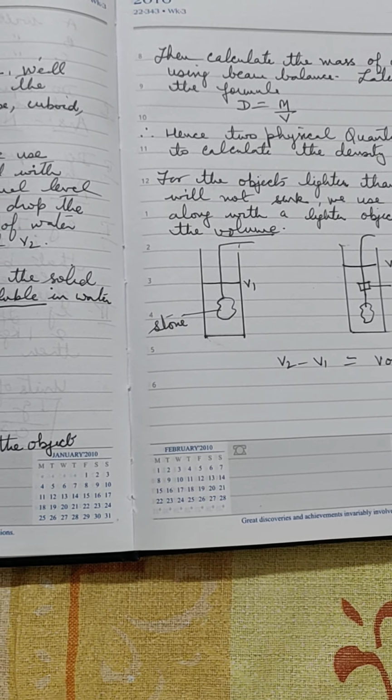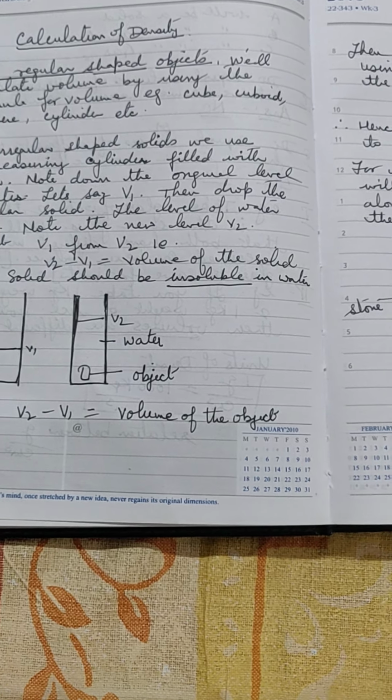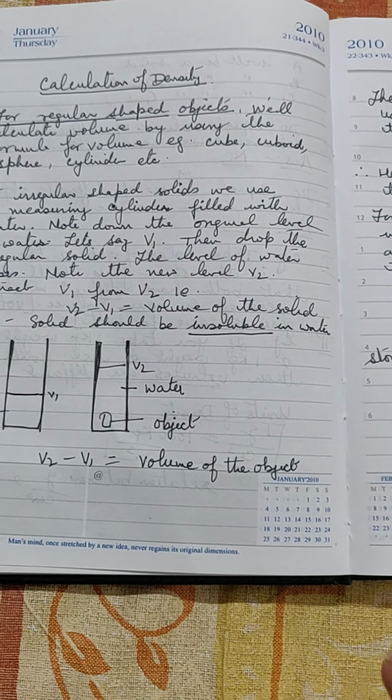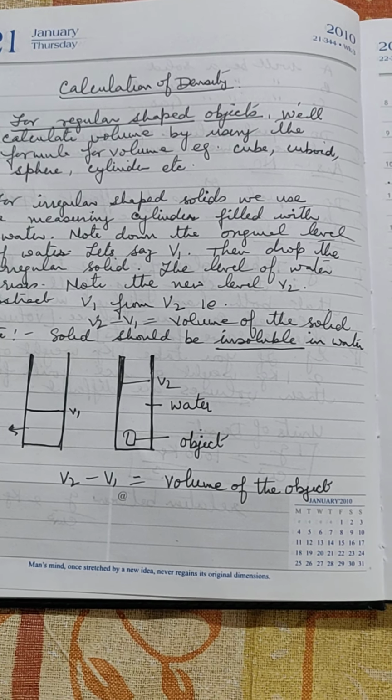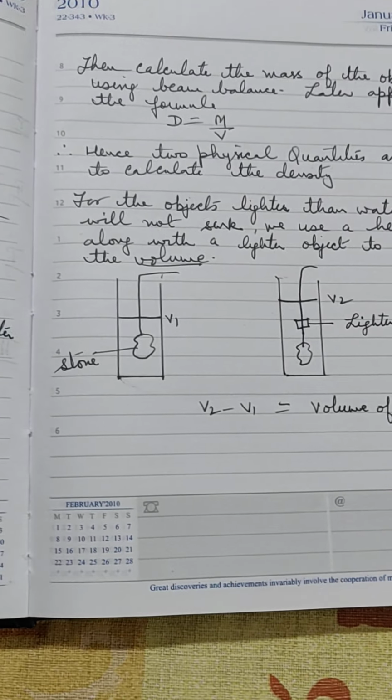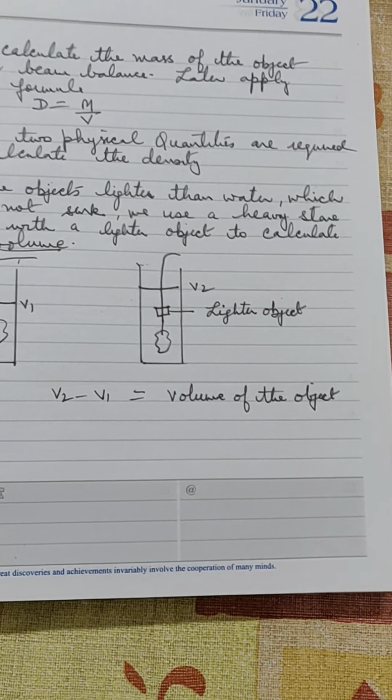So we studied today how to calculate the density of the object for regular shaped objects, for irregular shaped solids, and for irregular shaped solids which are lighter than water.